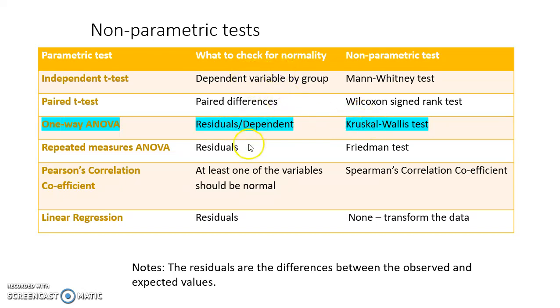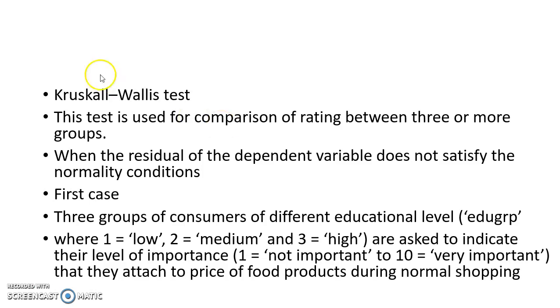What to check for normality? We usually check the residual of the dependent variable. So again, this test is used for comparison of ratings between three or more groups, rankings, ordinal variables, or when the residual of the dependent variable does not satisfy the normality conditions. Let's take an example of the first case, which is the comparison of the rating between three or more groups.